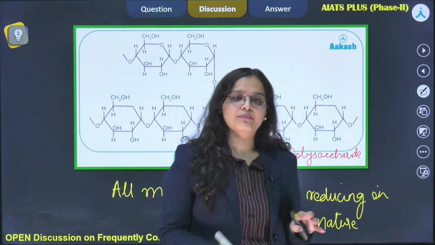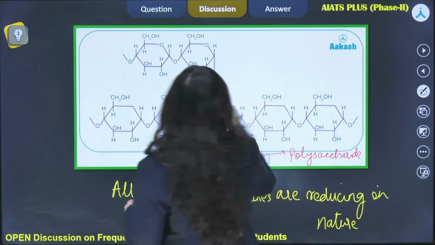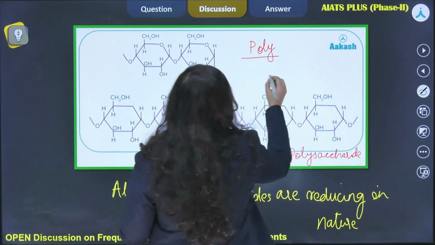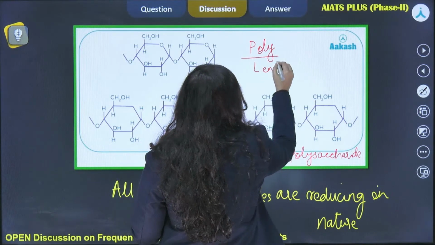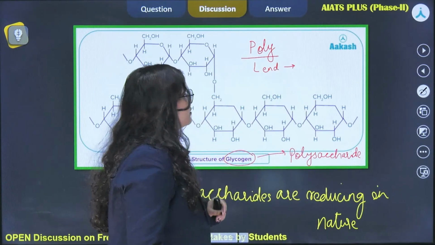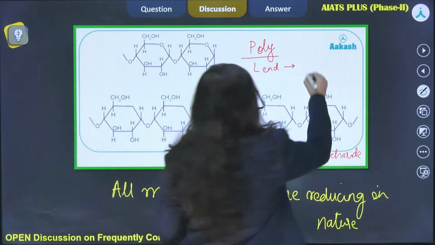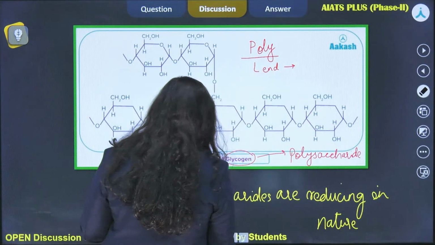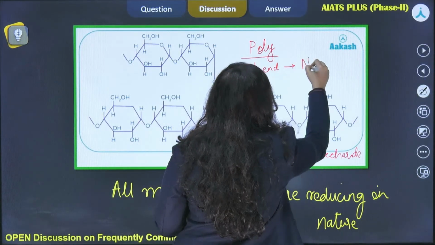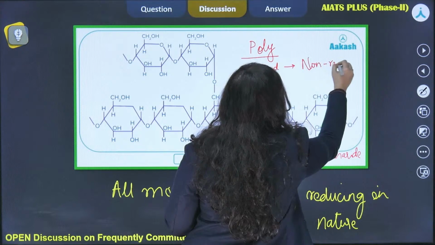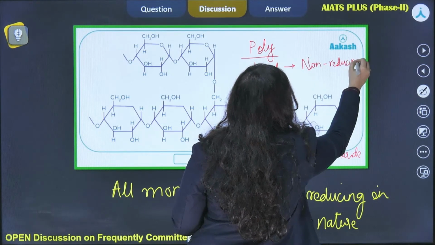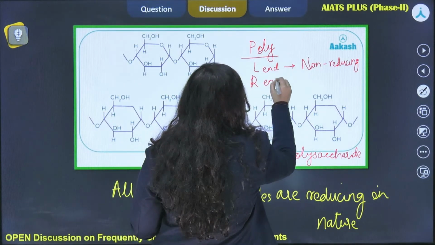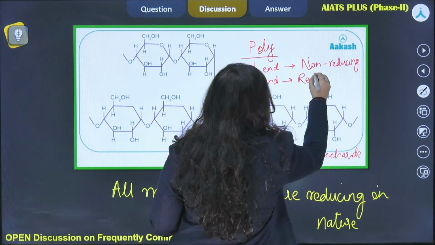So basically in polysaccharides, the left end represents the non-reducing end, whereas the right end represents the reducing end.